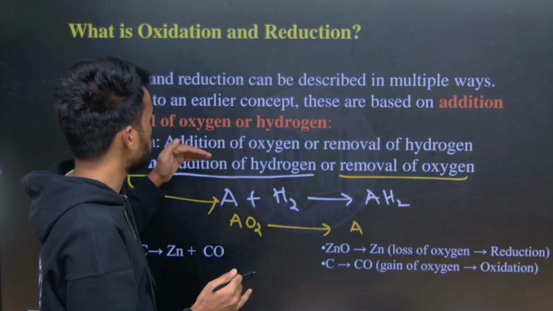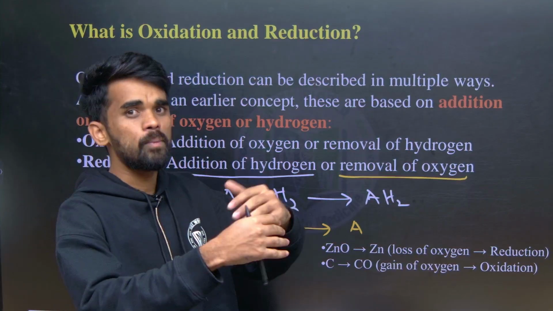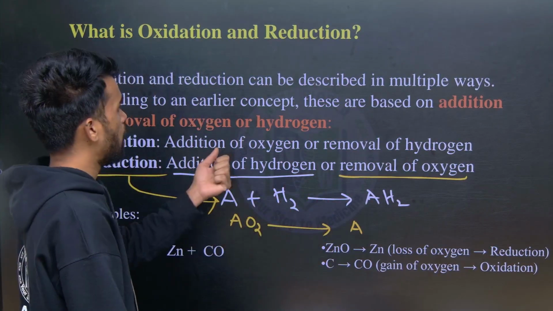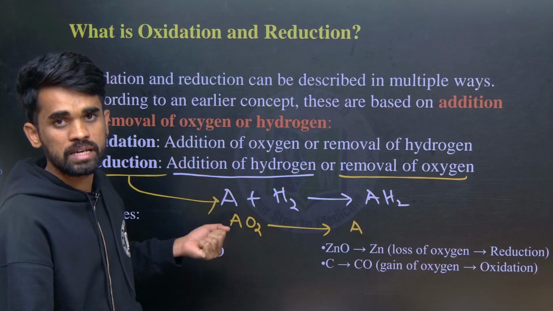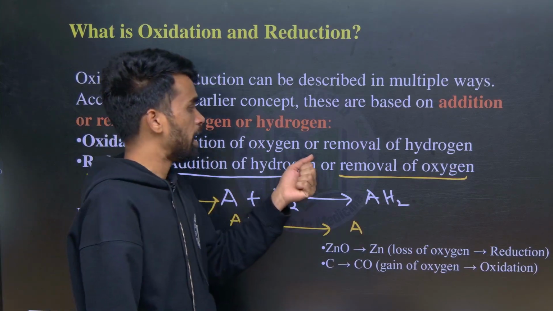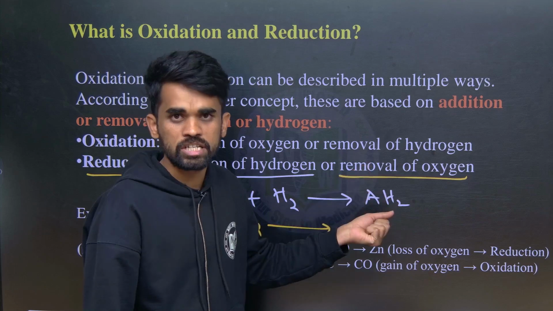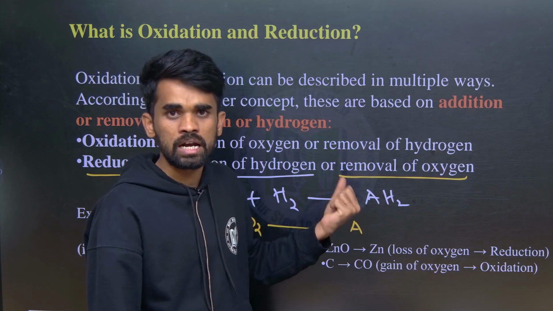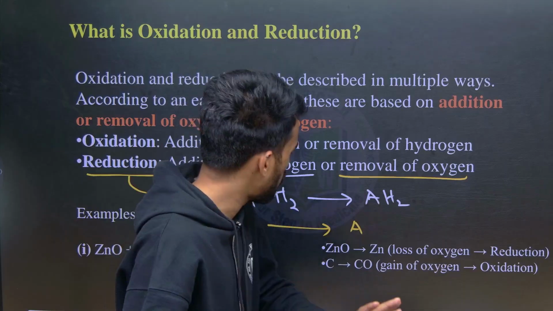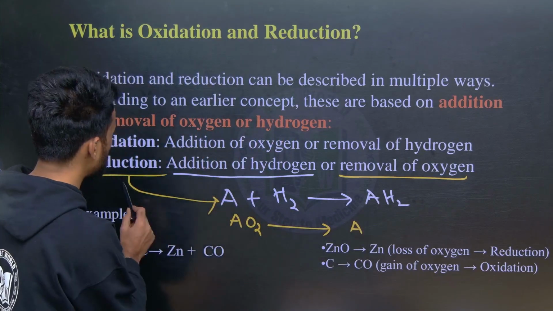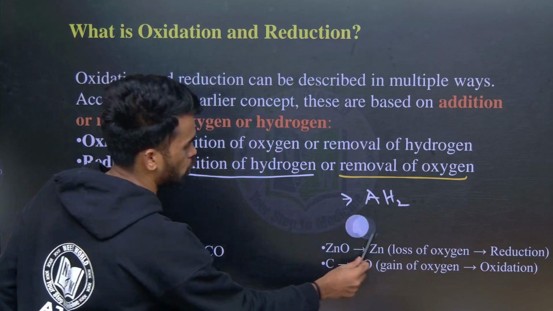Now oxidation and reduction have opposite definitions. Addition of oxygen is called oxidation, removal of oxygen is called reduction. Again, addition of hydrogen is called reduction and removal of hydrogen is called oxidation. I hope there is no confusion. Now let us see a few more examples to get more clarity on this topic.